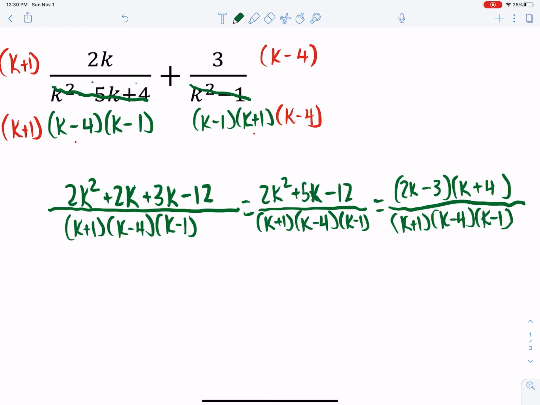Now there's nothing here that's exactly the same. There's a k plus 4 on top, a k minus 4 on the bottom, but you can't cancel out part of a group, and those groups are different. So that would be it. That's your final answer from that problem.